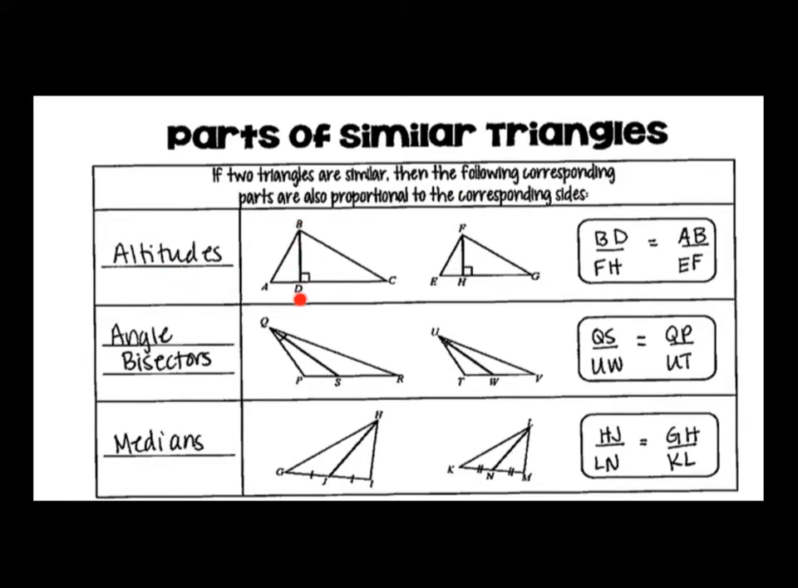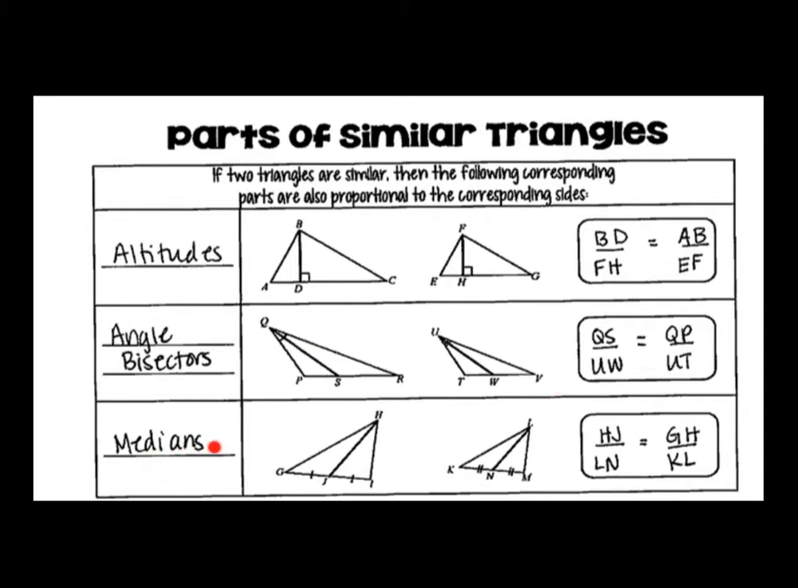So BD over FH is equal to AB over EF, or we can say BC over FG. Next, angle bisector. You can see it marked here. If we have an angle bisector, the segment that's split it, which is QS, is over UW, which means QP is the same as UT, and QR is the same as UV, and they'll be proportionate.